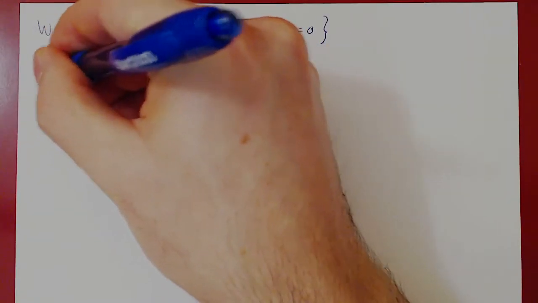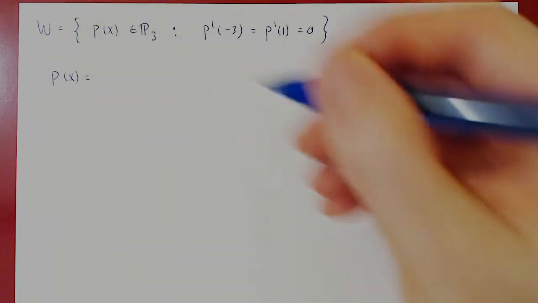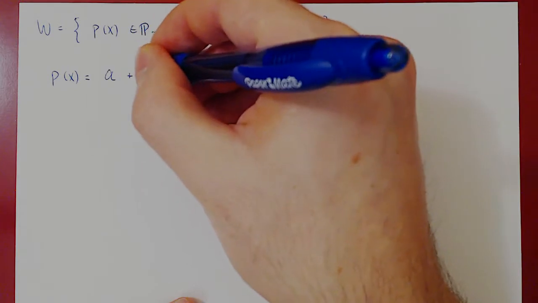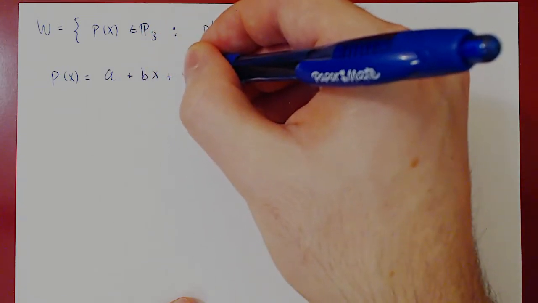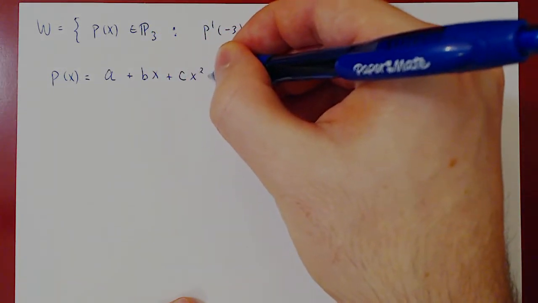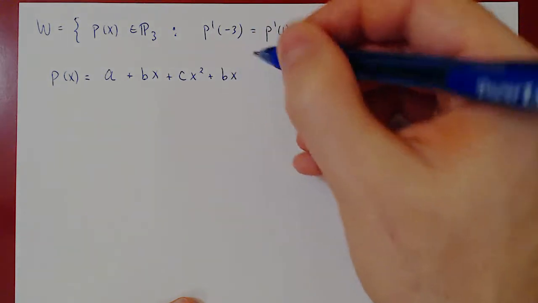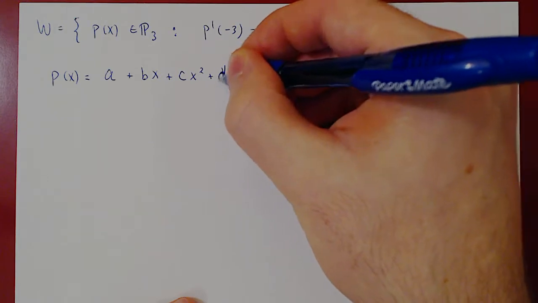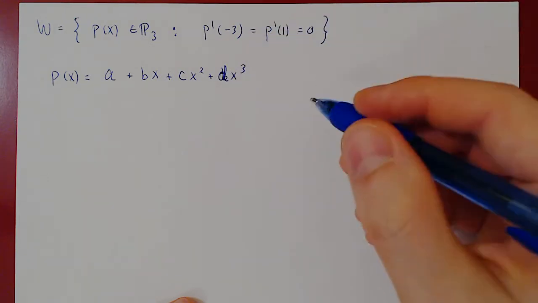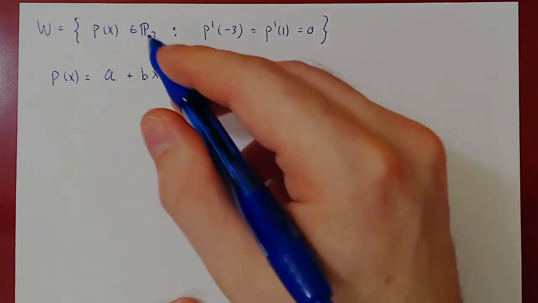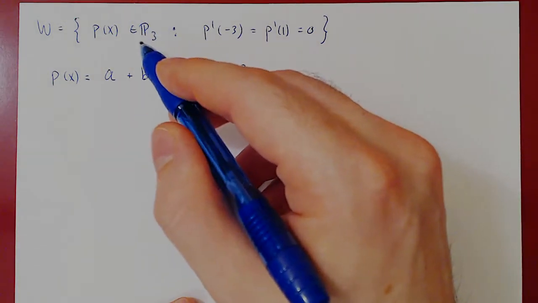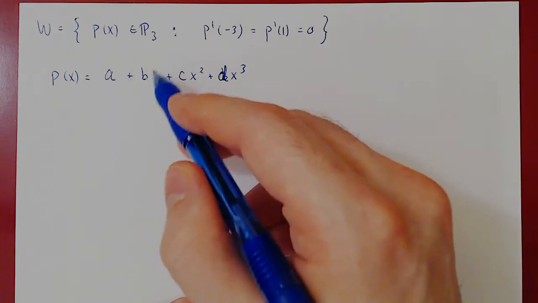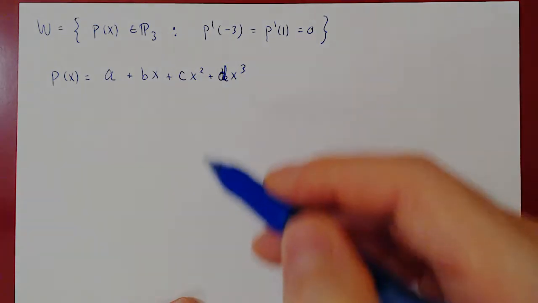So p of x is a polynomial of degree at most 3. So it will look like some constant plus some multiple of x plus some multiple of x squared plus some multiple of x cubed. A, B, C, D. And we stop with degree 3 because that's what P3 is, the set of all polynomials of degree at most 3. So P of x must be of the form constant plus linear term plus quadratic plus cubic term.